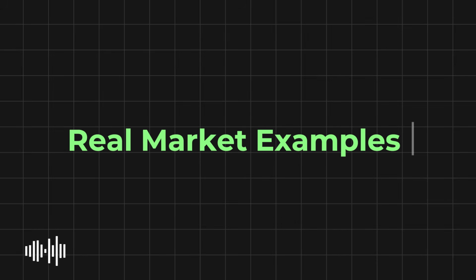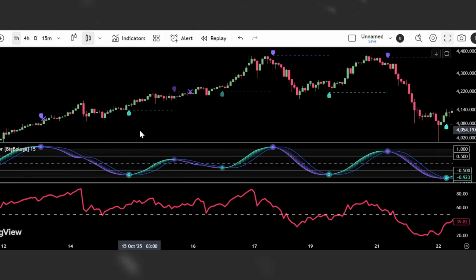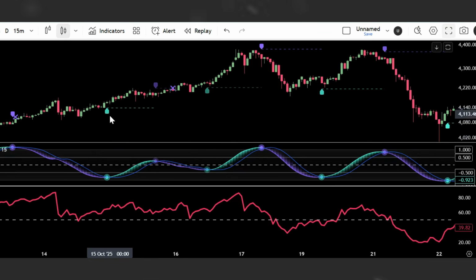Real market examples. Buy setup. Alright traders, let's look at the buy setup. First, see the two-pole oscillator. There is a blue arrow pointing up. That's our first hint for a buy. Next, check the RSI. It's above 50, so buyers are strong and the trend is bullish. Then look at the oscillator's value. It's below minus 0.5 in the oversold zone. That's perfect because the market may bounce up from here. So when all three line up, blue arrow, RSI above 50, oscillator in oversold, that's a valid buy signal.